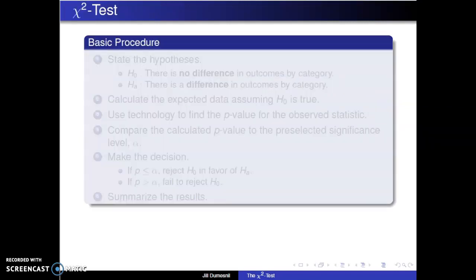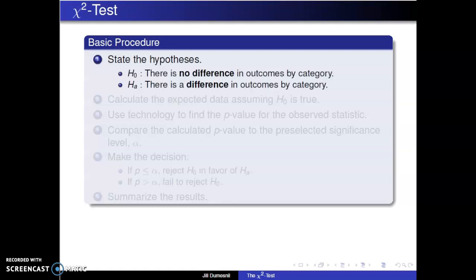The basic procedure for conducting a chi-squared test is similar to the procedure for any significance test. First, we state our hypotheses. The null hypothesis is always that there is no difference in outcomes by category. The alternate hypothesis is always that there is a difference in outcomes by category. Because these hypotheses are always the same, it is rare to see them explicitly stated in practice.